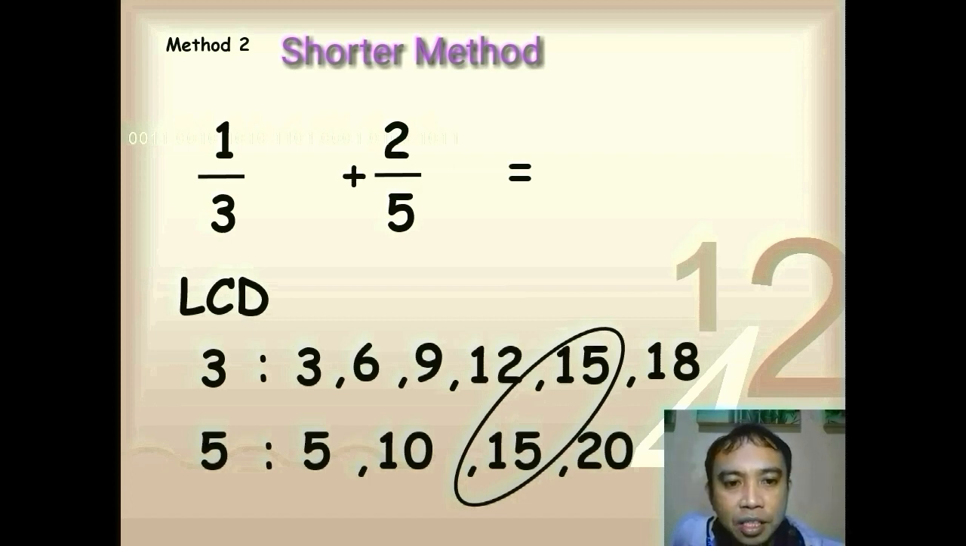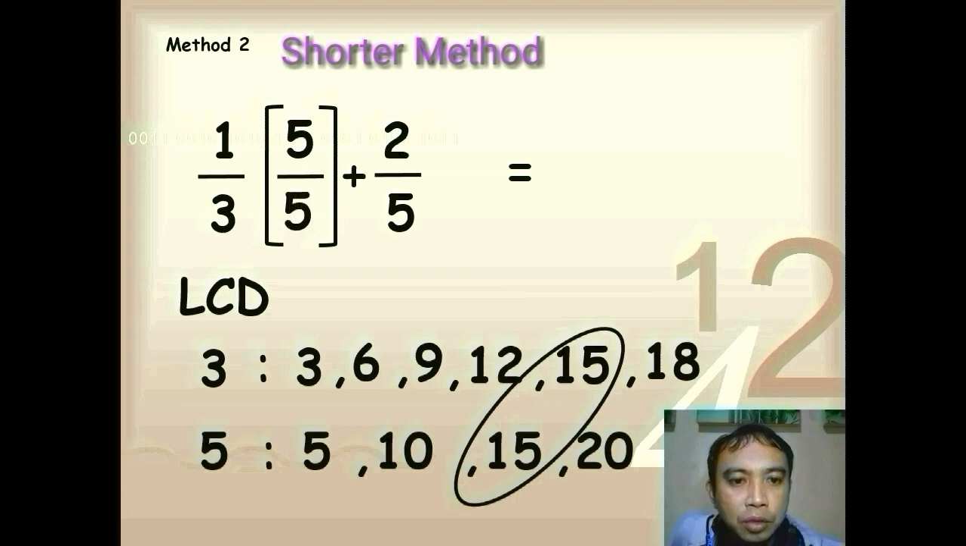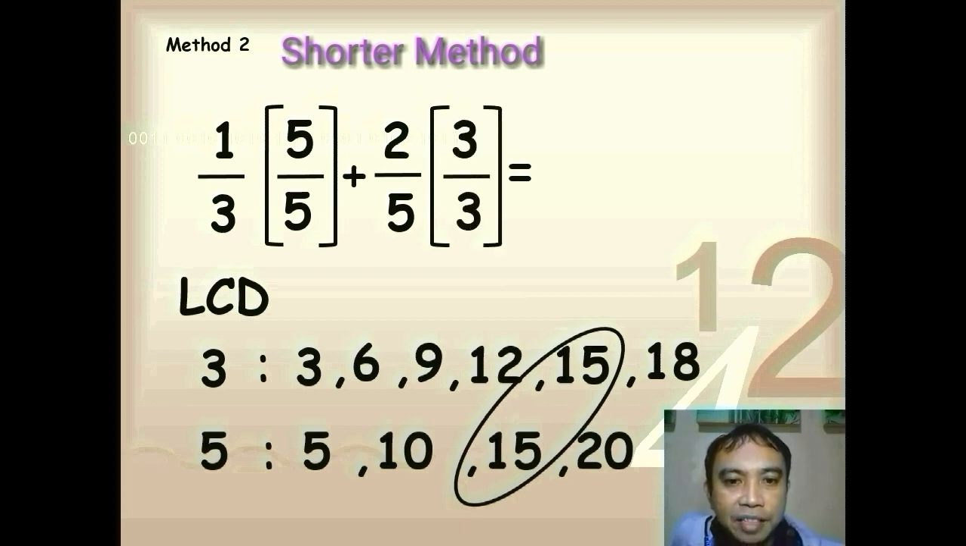So for 3, you can multiply it by 5. And for 5, you can multiply it by 3. So we multiply 1 over 3 by 5 over 5. Whatever you multiply with the denominator, you also need to multiply to the numerator so that you will not be changing the value of the fraction. So let's multiply. So for 5, we multiply it by 3.